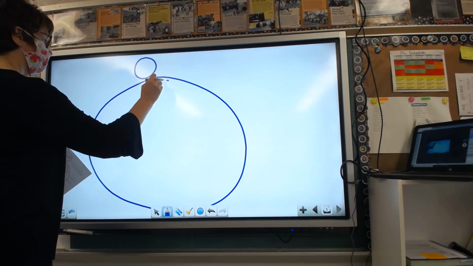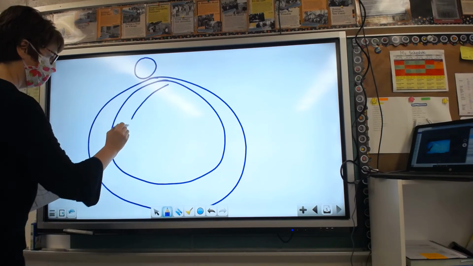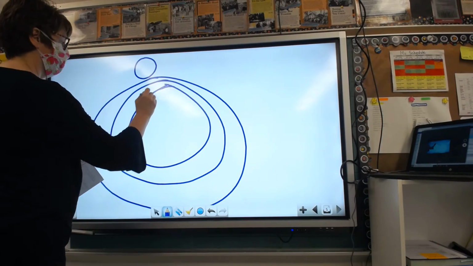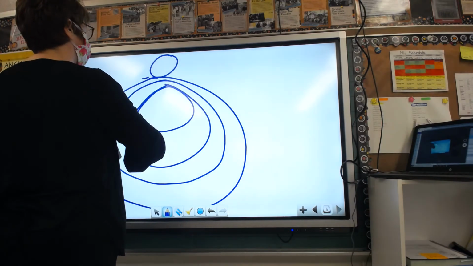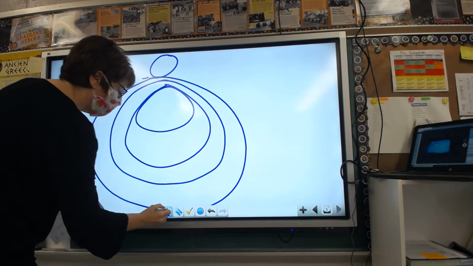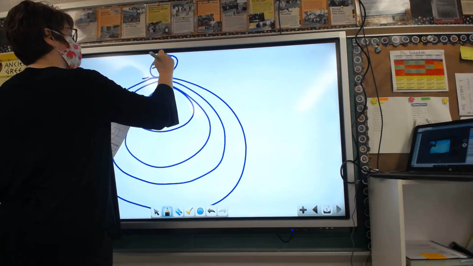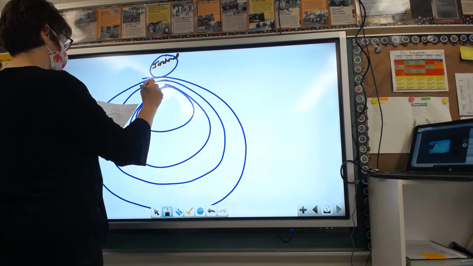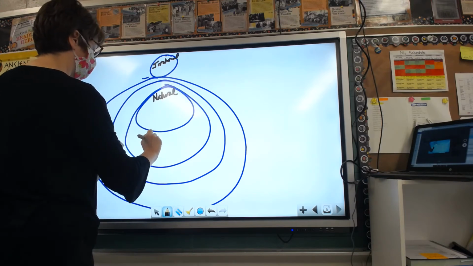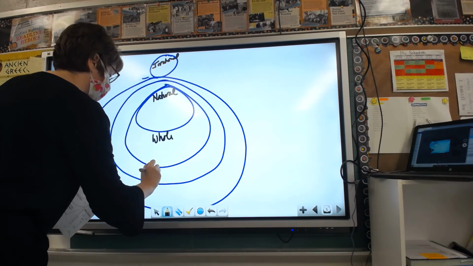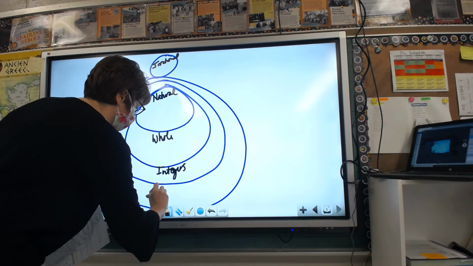1, 2, 3, 4. My cherry's off center here. There's my irrationals. Okay, so let's label them. So this is the irrational. And then this one is natural. And this one is whole. And then this one is integers. And the bottom one is rational.